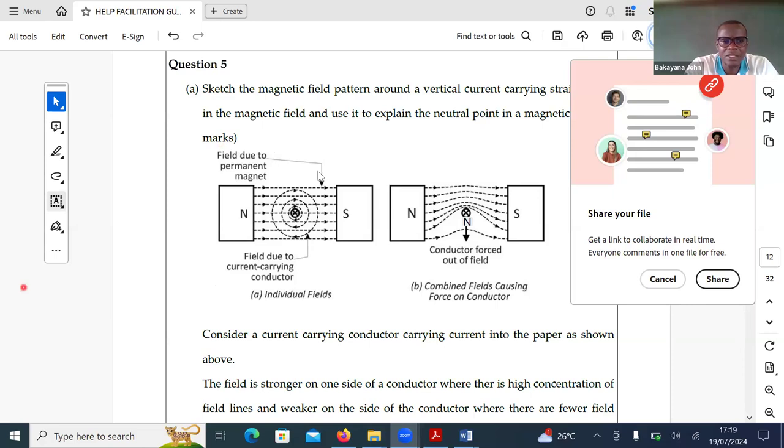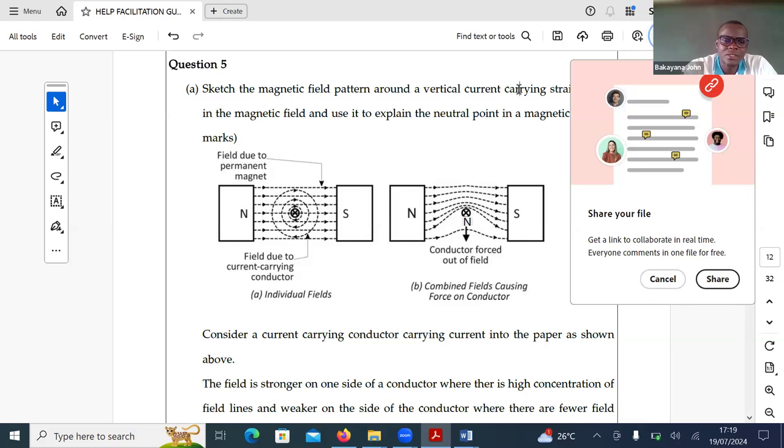You bear with me. So sketch the magnetic field pattern. I'm going through magnetism. I'll also go through AC circuits. If time allows, I go through section D. Is that okay? Okay, sketch the magnetic field pattern around a vertical current carrying straight wire in a magnetic field and use it to explain the neutral point in a magnetic field.